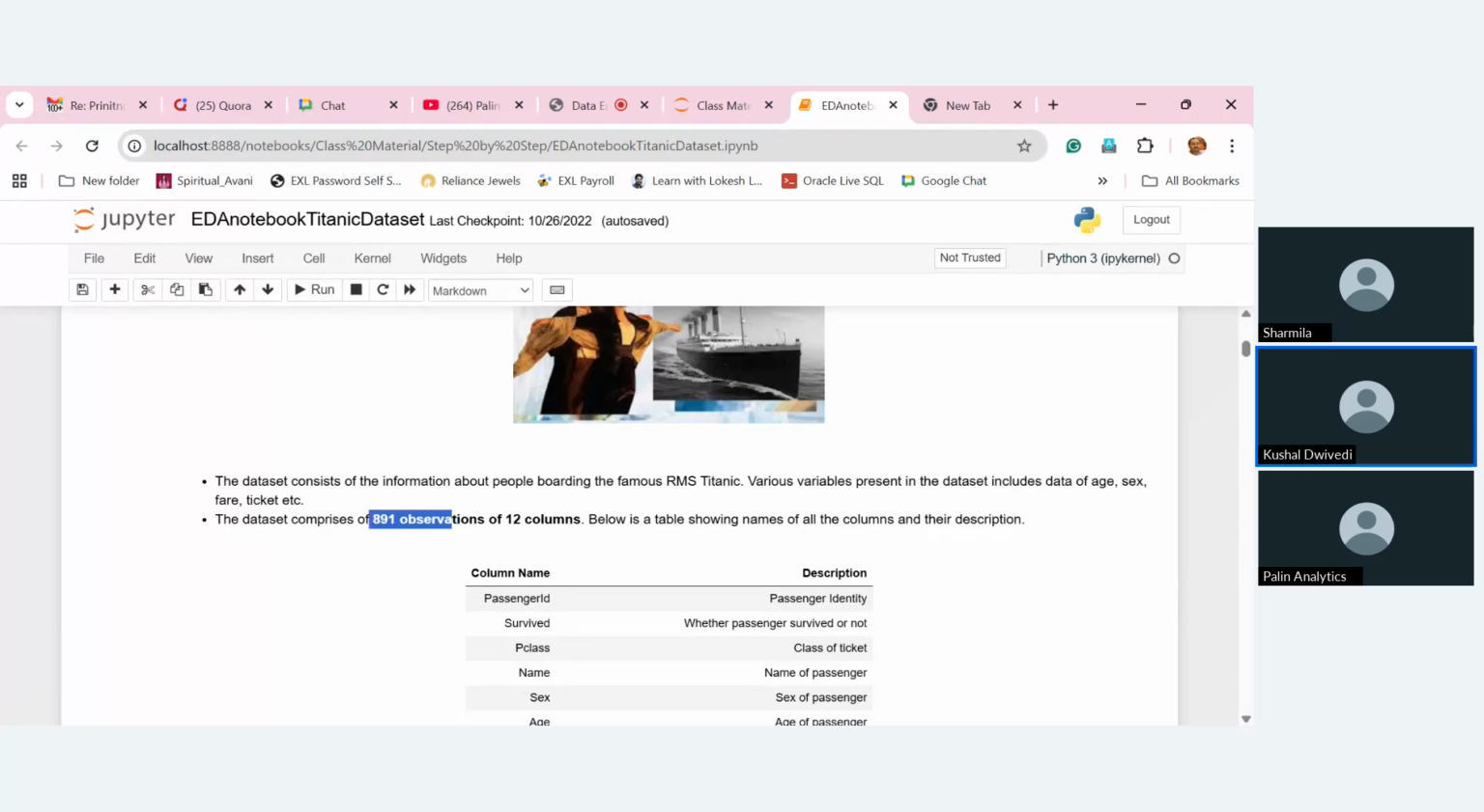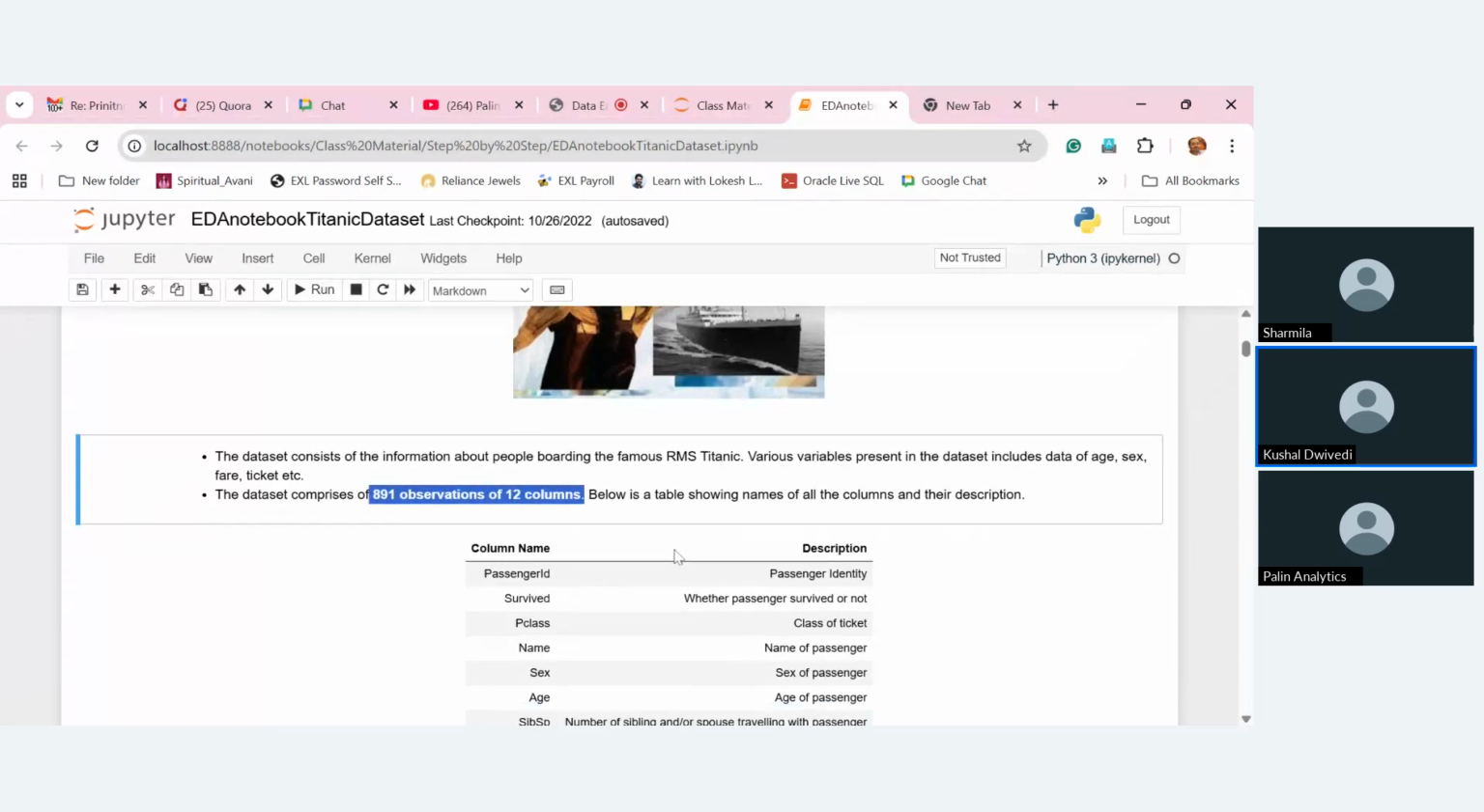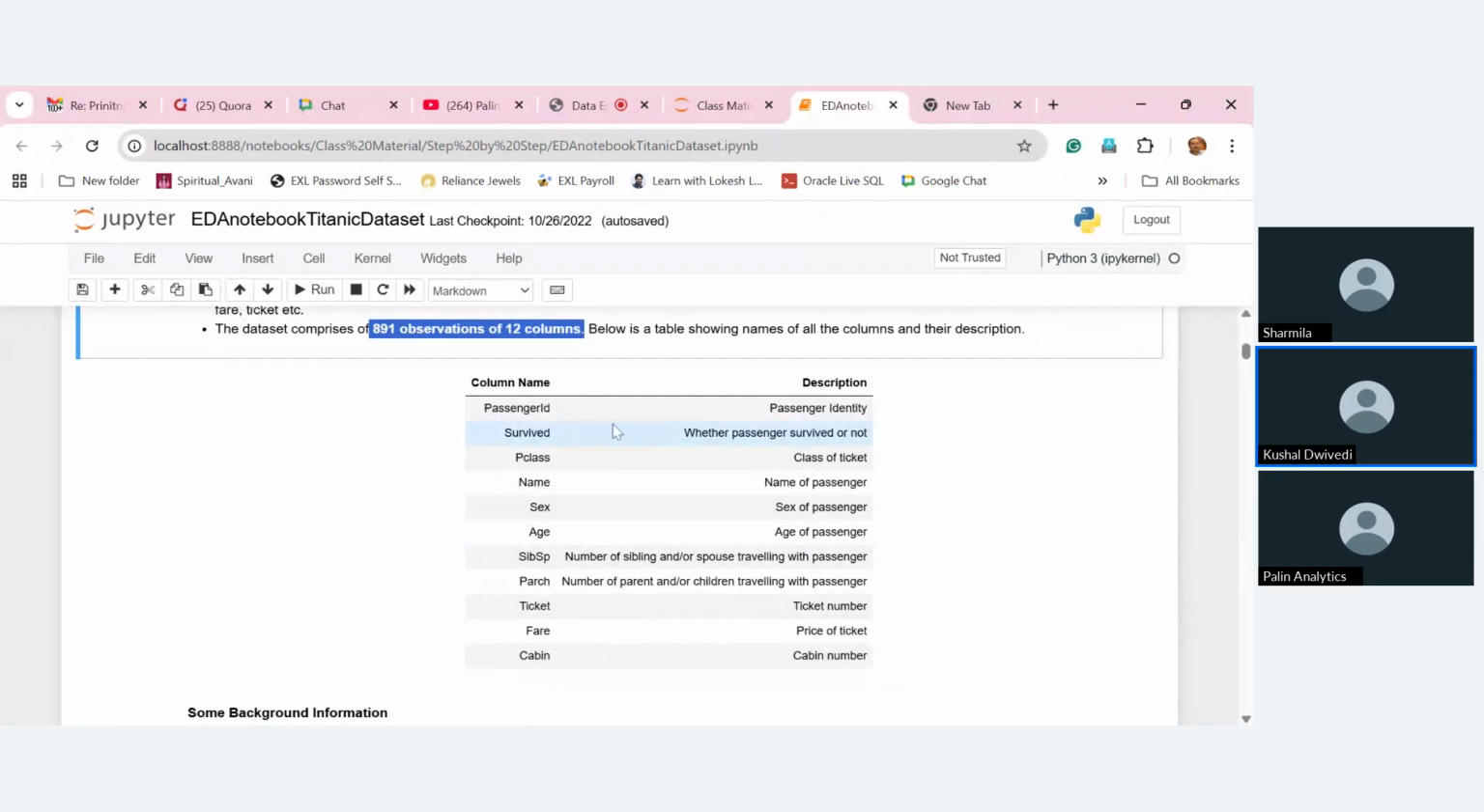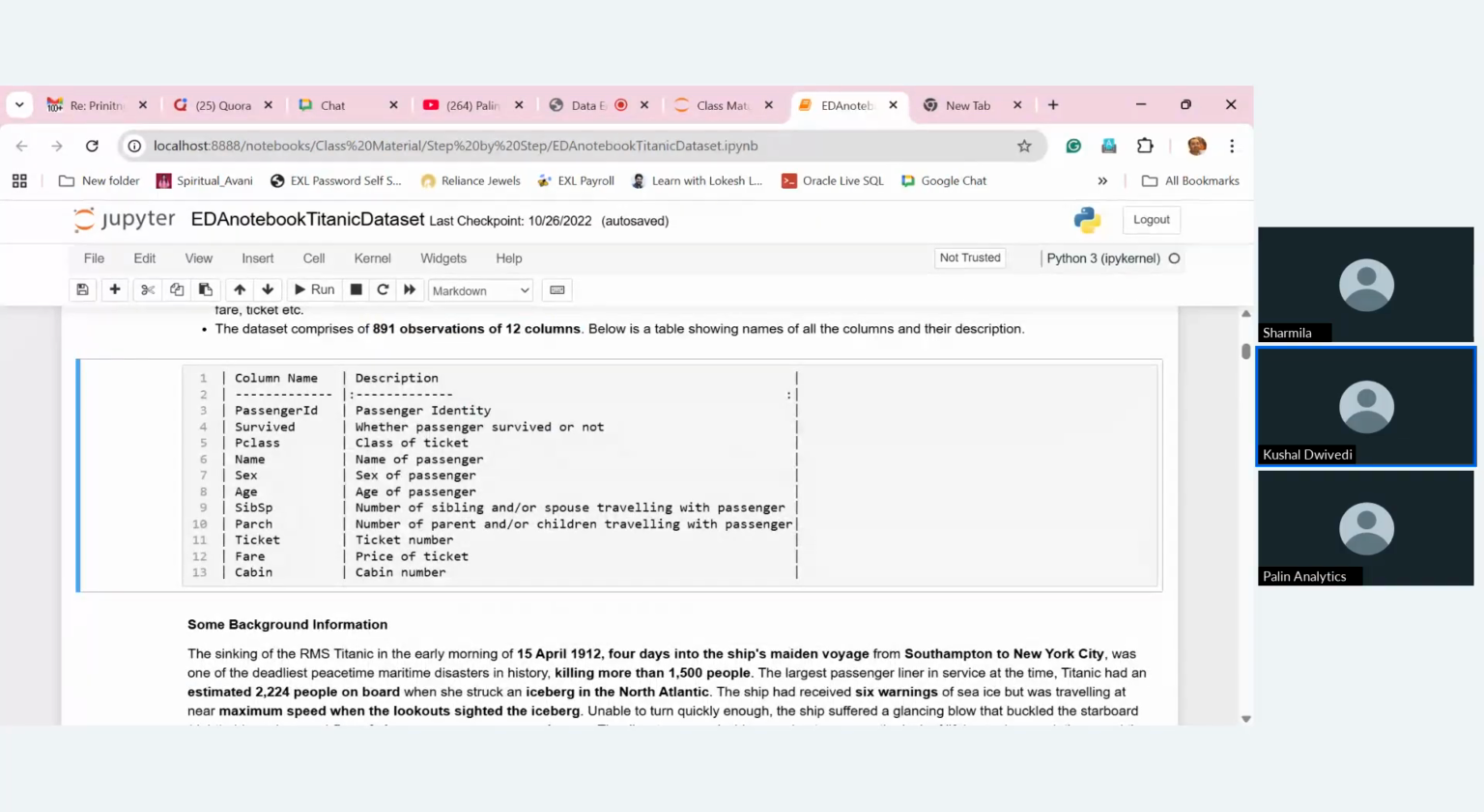In this data, there are a total of 891 observations and 12 columns. There is passenger ID. First of all, when you start working with data, you need to know what your data is. So first, there is passenger ID. Then there is survived. Survived has two values: either a person survived or did not survive. Zero means the person did not survive, and one means the person survived.